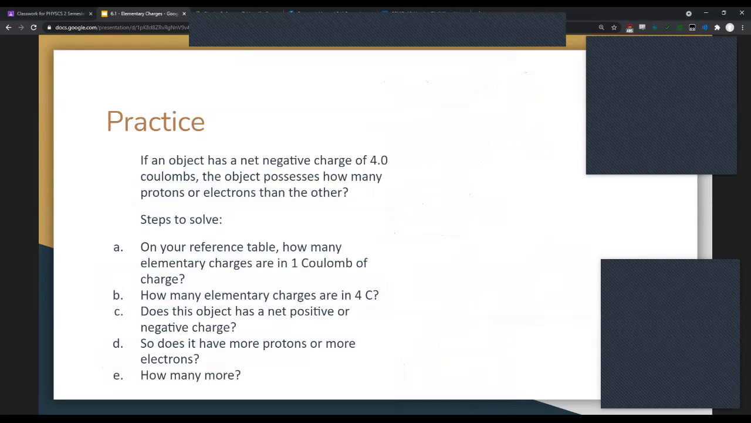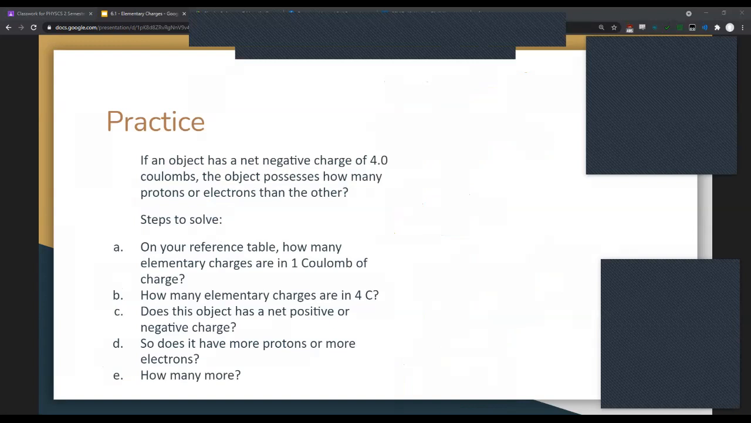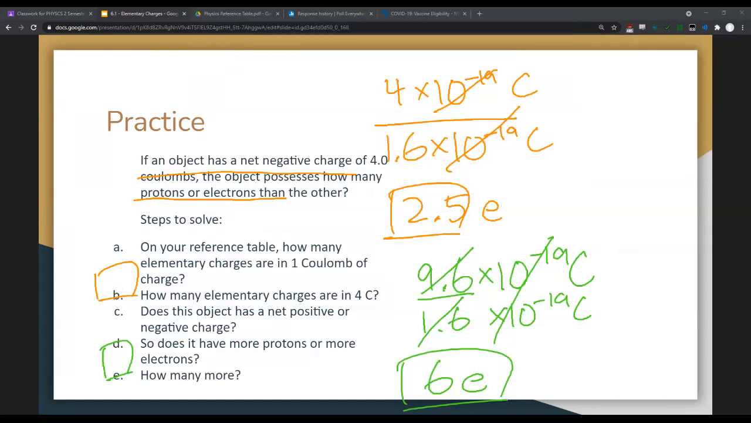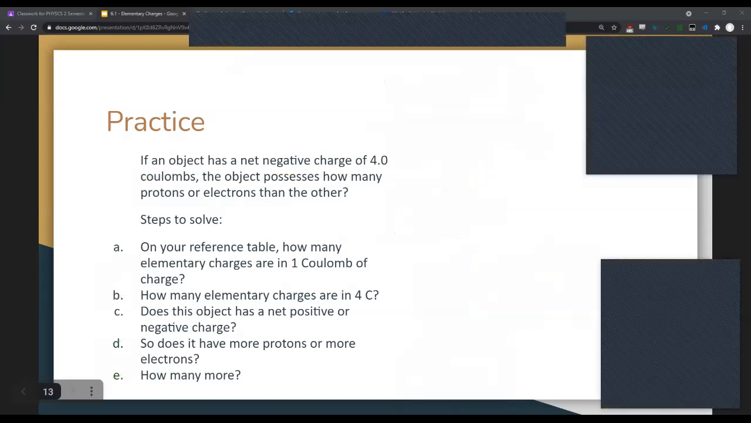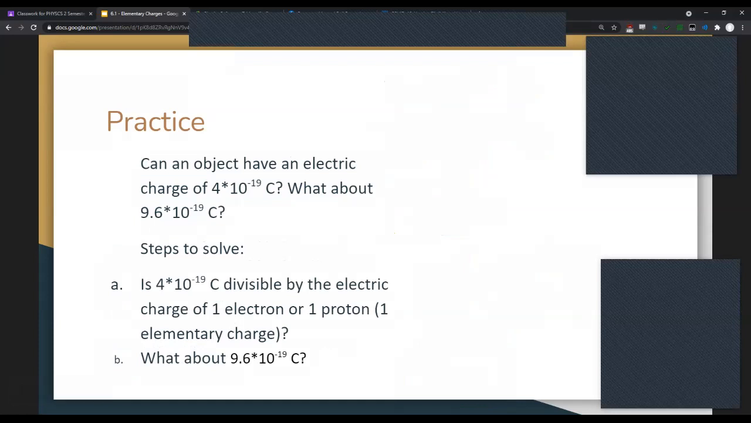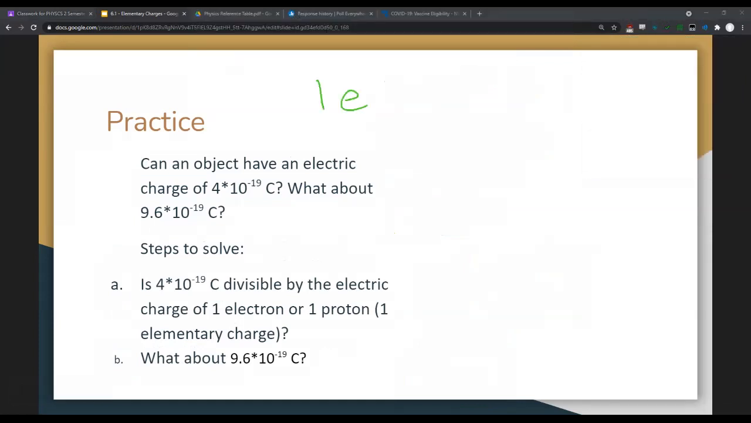Why 1.6? Because it's not just 1.6, by the way. I didn't just do 1.6. I did 1.6 times 10 to the negative 19. Why am I dividing by that? Because one elementary charge has a charge of 1.6 times 10 to the negative 19 coulombs. And again, an elementary charge is either one proton or one electron.